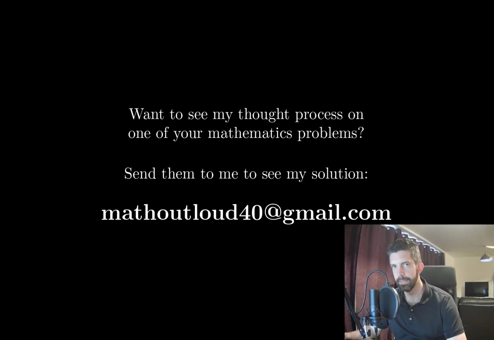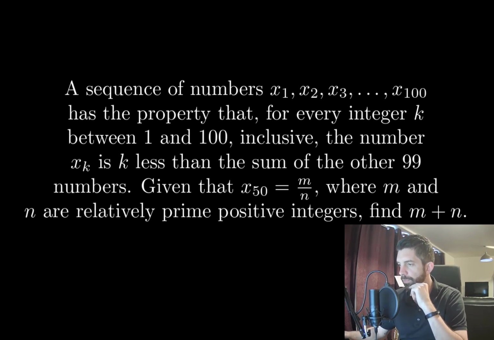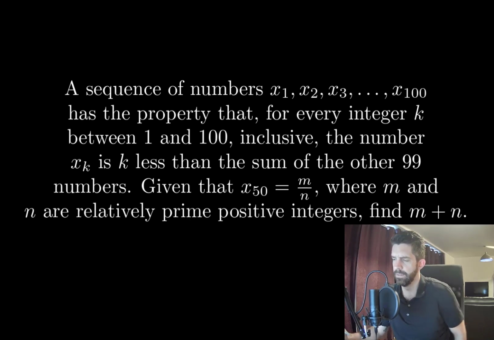Hello everyone, let's take a look at our next problem. A sequence of numbers x1, x2, x3 up to x100 has the property that for every integer k between 1 and 100 inclusive, the number xk is k less than the sum of the other 99 numbers. Given that x50 is equal to m over n, where m and n are relatively prime, find m plus n.